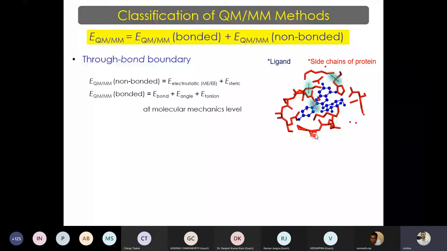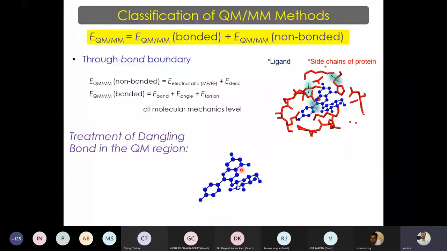this part plus this blue region where I have broken. Now when I have broken this system, let's just consider this blue ligand. So this is my initial ligand. I said, all right, this is my non-important region, this is my important region. I want to consider this quantum mechanically, and I want to treat this with molecular mechanics.